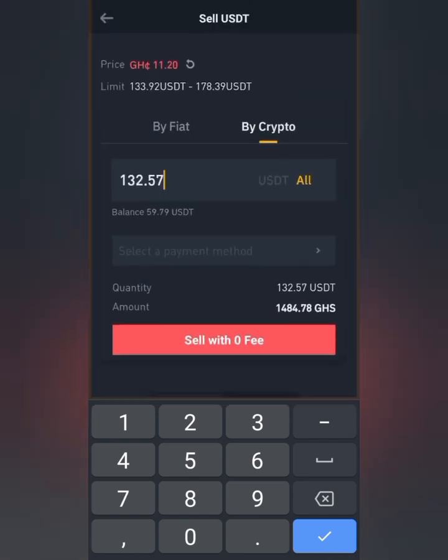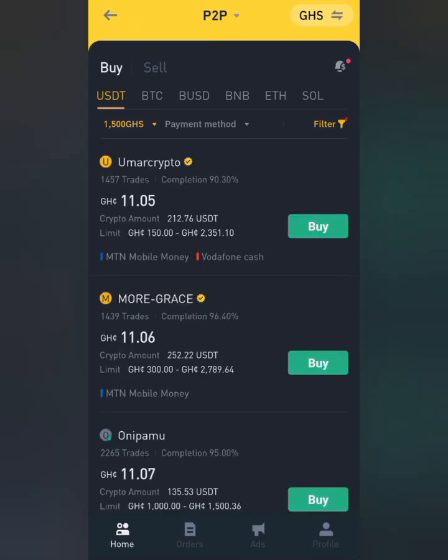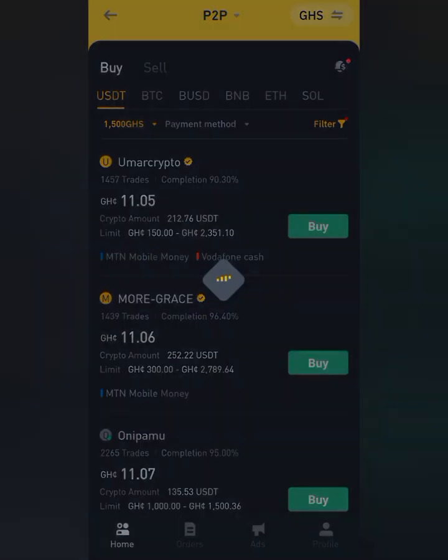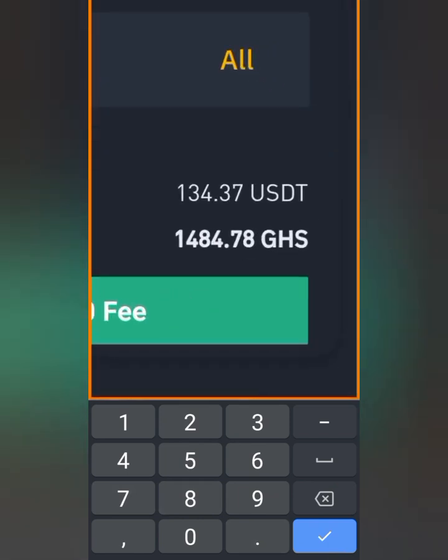So we have 1484.78. If we take this 1484.78 again, go back and now buy with this amount, with either Momo or whatever, can you see what we get now? It's no longer 132.57. It's now 134.37. Can you see that? So now you have made about 2 USDT over it.